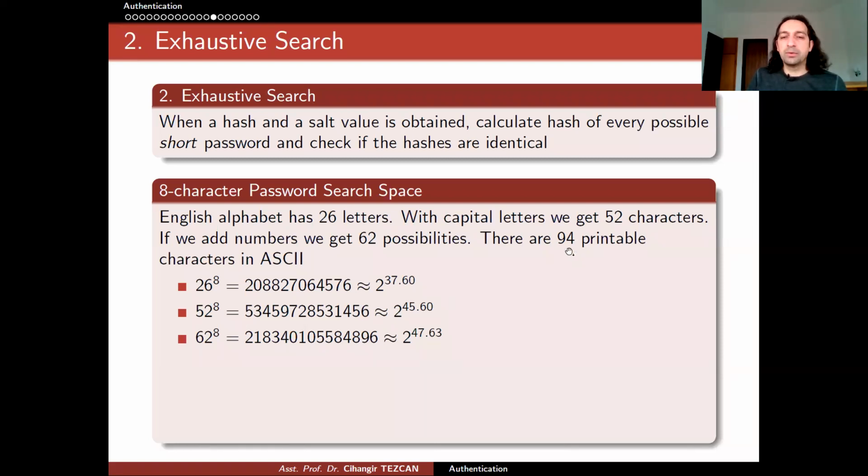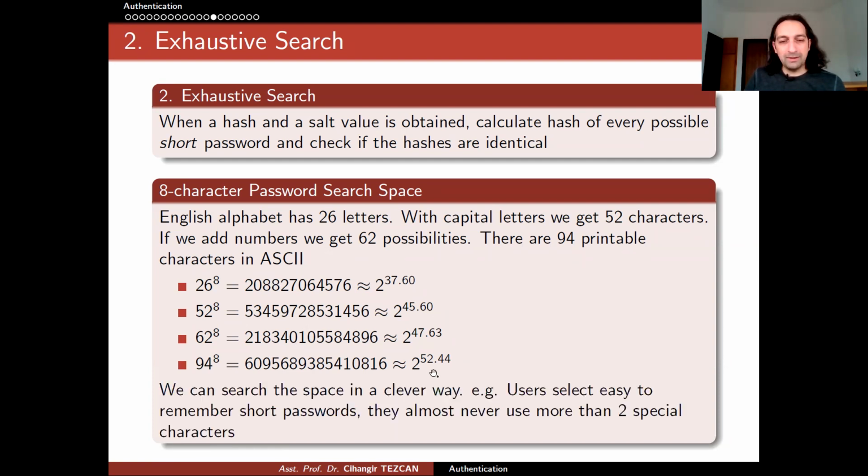So if you use numbers, this space slightly increases. But if you allow them to use any printable character in the ASCII table, now you end up with this many passwords. So somebody who is trying to guess your password has to try, in the worst case scenario, 2 to the 52.44 passwords. Now we will talk about how long will it take, but let me remind you this way: we can search the space in a clever way.